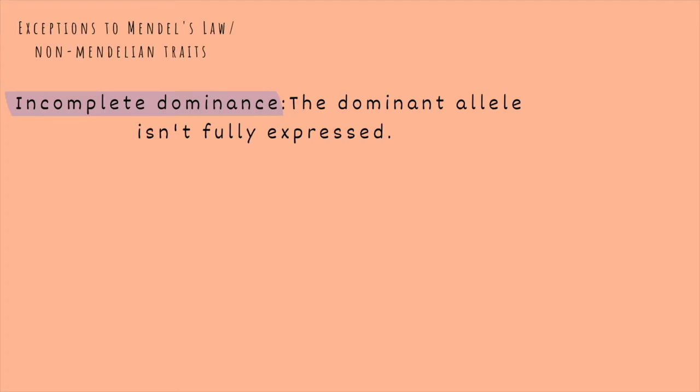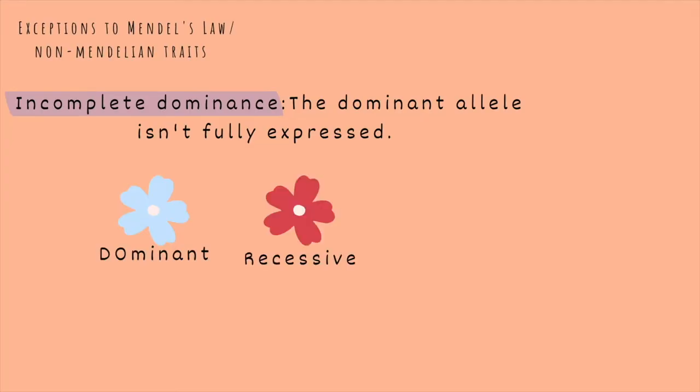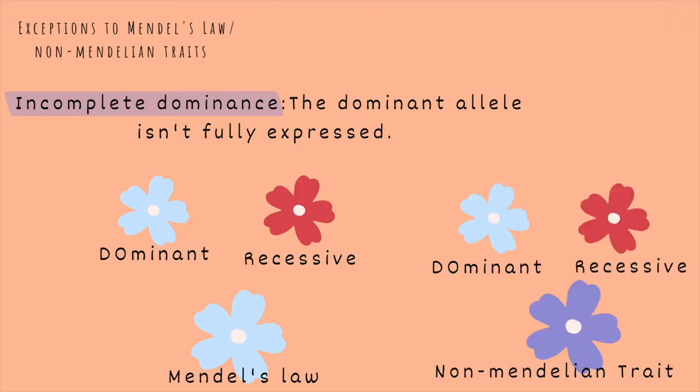For example, in Mendel's law, if we have a dominant allele and a recessive allele together, dominant will automatically mask the recessive, right? And the dominant trait will completely show. So here, the dominant trait is blue. But in incomplete dominance, the dominant is only partially expressed, which means there is a blending of both the dominant color and the recessive. So for incomplete dominance, think of a blend.